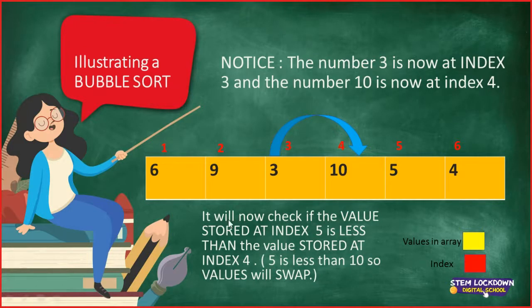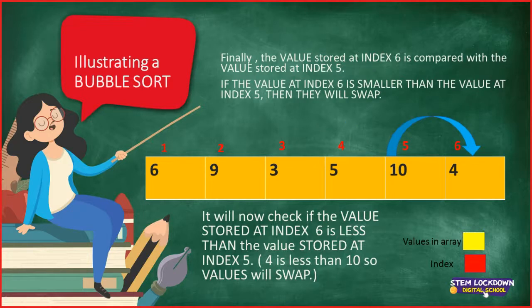It will now check if the value stored at index 5 is less than the value stored at index 4. Is the value stored at index 5 less than the value stored at index 4? Obviously, yes, that's the case. 5 is less than 10. So if we move on to the next slide, did you see that 5 goes to index 4 and 10 goes to index 5? Now, let's just finish this off.